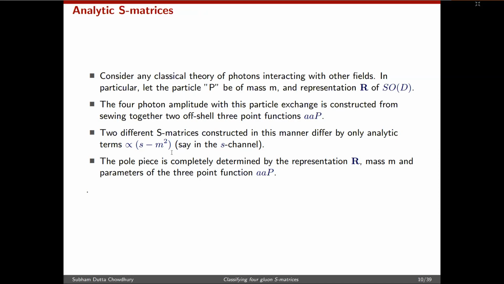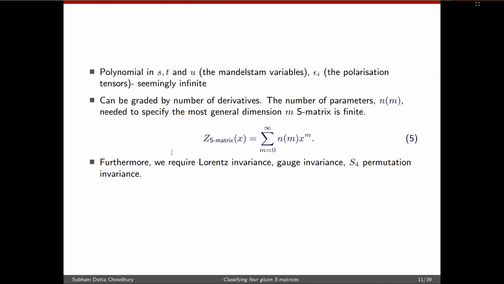The analytic terms that they differ by are what I'm calling the analytic S matrices. That is, you take your amplitude, take away the poles, and what you're left with is the analytic S matrix. It's a polynomial in S, T, and U and the polarization tensors, and it's seemingly infinite. You can just have an infinite number of such terms.